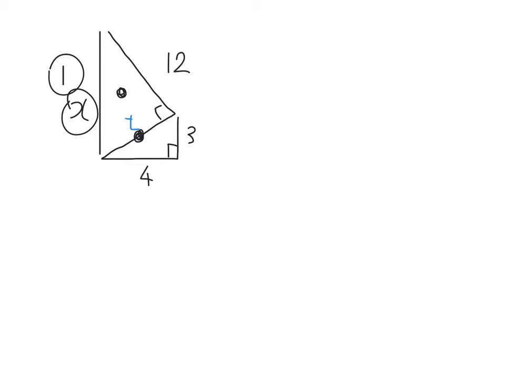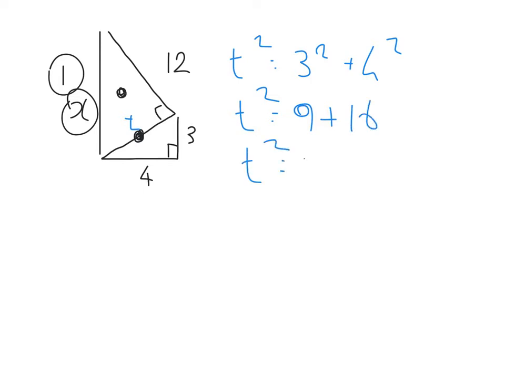So I'm first of all going to call this side t, and t squared will be equal to 3 squared plus 4 squared. T squared is equal to 9 plus 16. T squared is equal to 25. T is equal to the square root of 25. And t is equal to 5.